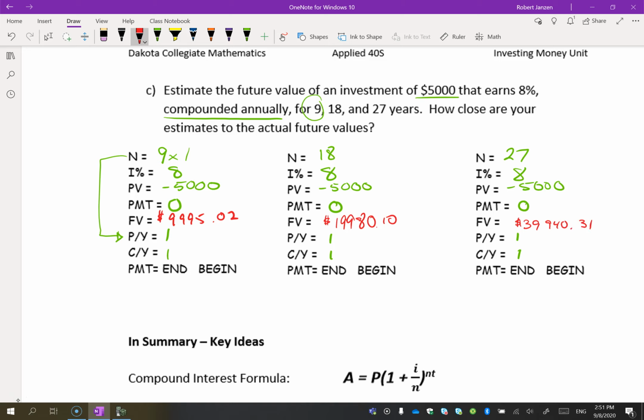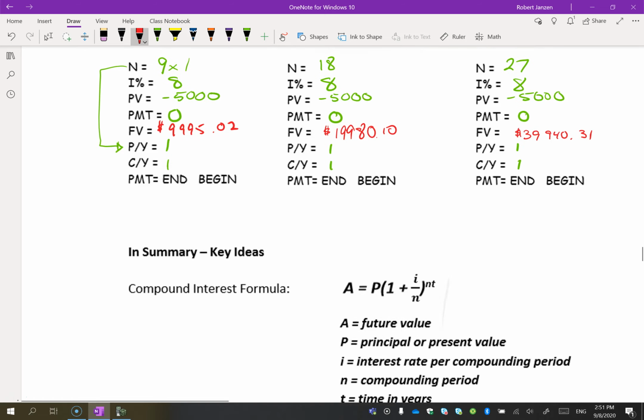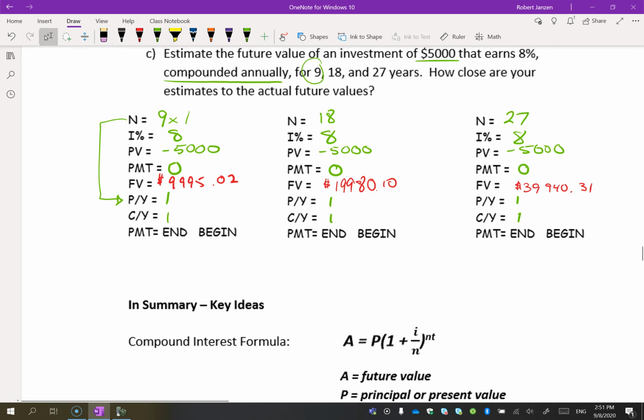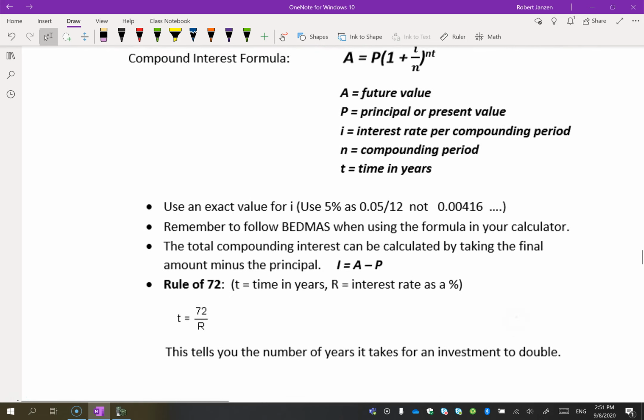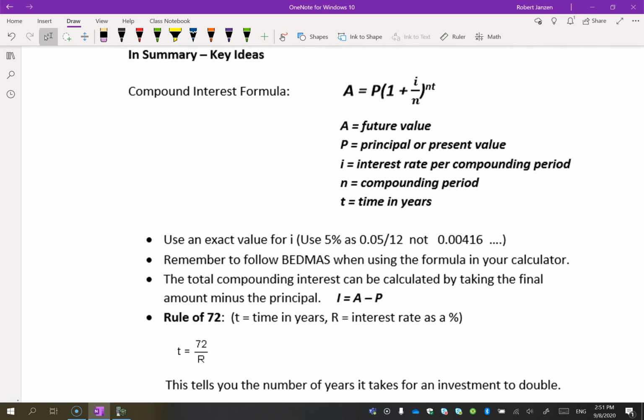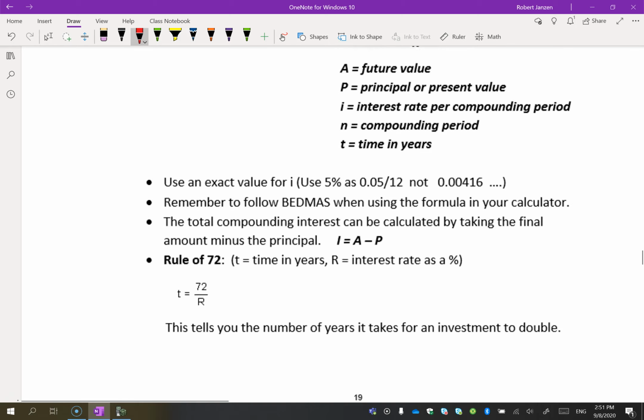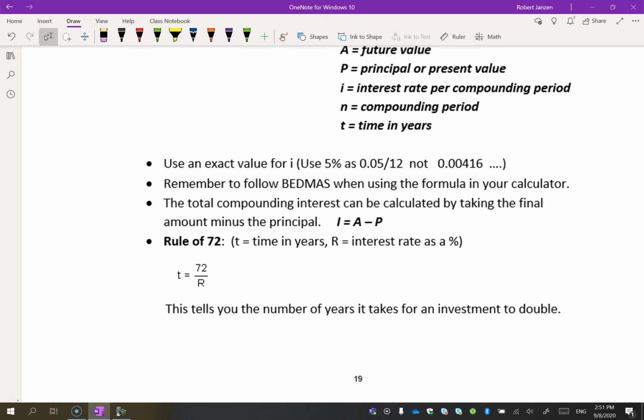Okay. So that's our introduction to the TVM solver. We're going to use it a lot in the next couple lessons. Make sure you try some of your homework, so that you get used to using it. There is a compound interest formula that we may use once in a while, but usually you can use the TVM solver because it's a little bit better. Use your exact value. Don't try to round off too early. Only the final answer should be rounded off.